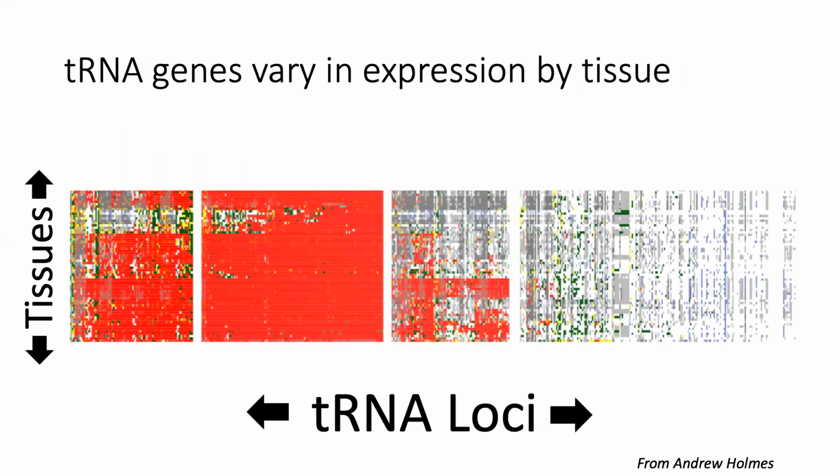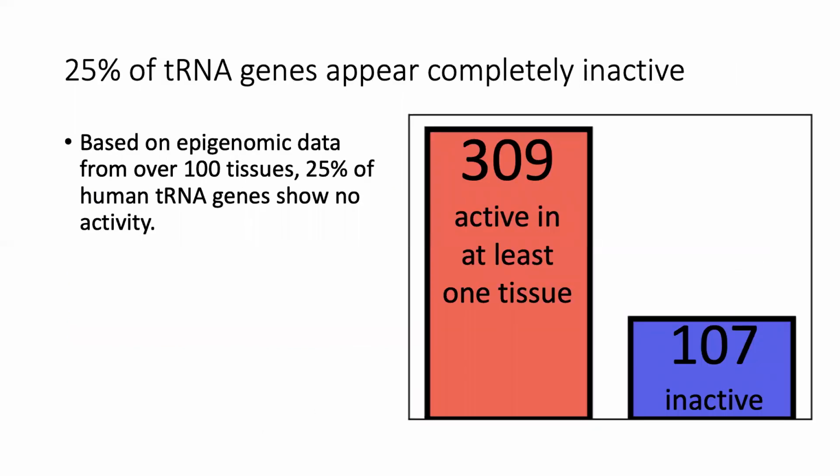But the liver is just one tissue, so to broaden our perspective a little bit, here's a heat map based on epigenomic data that spans over 100 different tissues. We've got tissues on the y-axis here and tRNA loci on the x-axis. And wherever you see red, that indicates active transcription, and wherever you see white or gray over here, that indicates inactivity. And to simplify this a little bit, here's the same data shown in histogram form. And across all these tissues, we find that about 25% of 107 tRNA loci are not being actively transcribed in any tissue that we have data for.